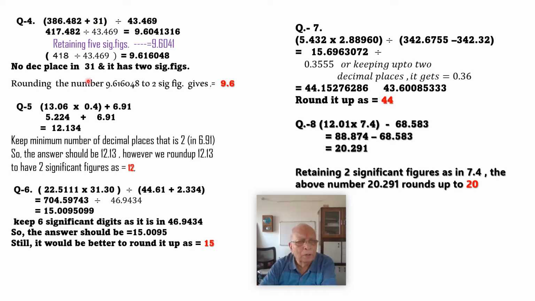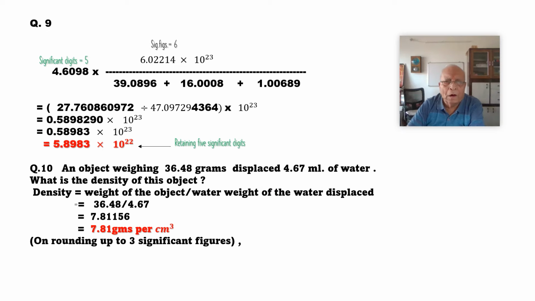Therefore, two significant figures have to be maintained, and you get 9.6. 16048 is not necessary. And just put 9.6. Similarly, here also it is 12, and that way it is 15 here, and it is 44 and 20. Well, then we take up further simplifications.